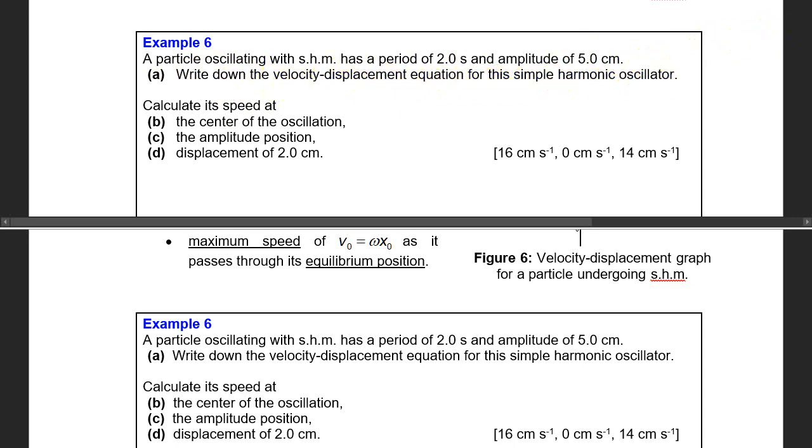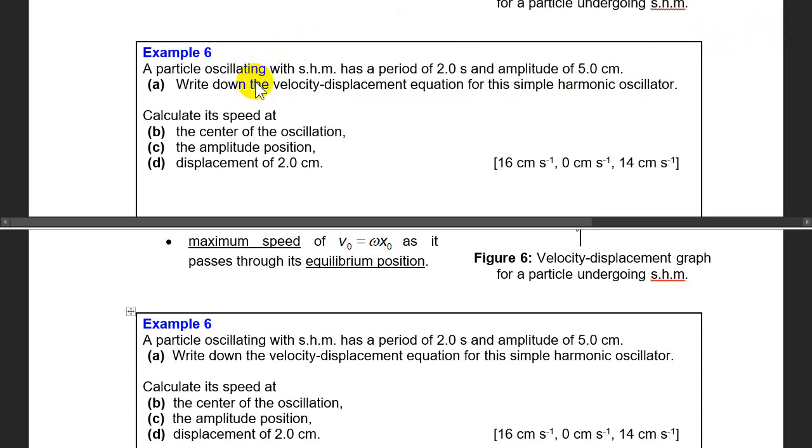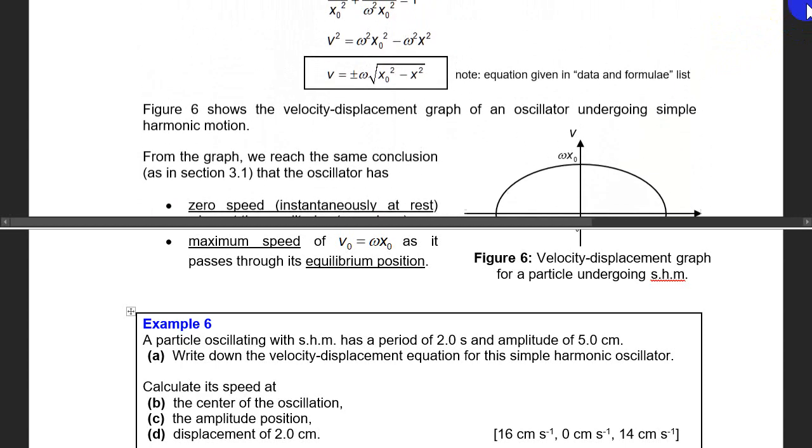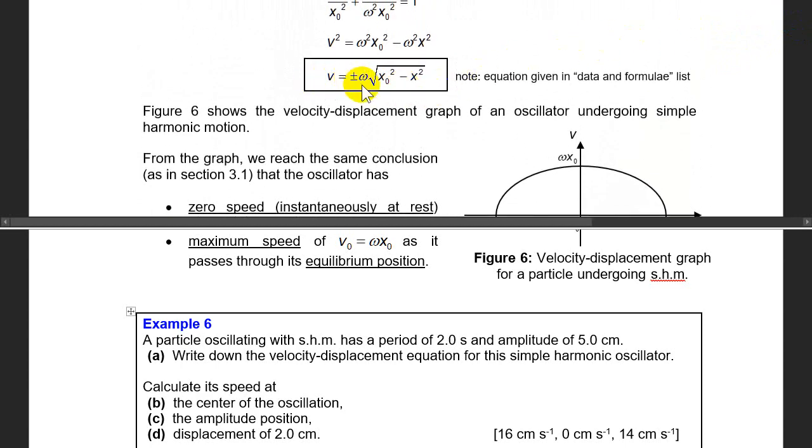Okay, I think just before this, you encountered one formula for velocity in terms of displacement. And this formula is actually this: v equals plus minus omega square root of x naught squared minus x squared. Okay, so they are looking for this equation. So we just quote this equation, and then we fill in the numbers that are given to us.